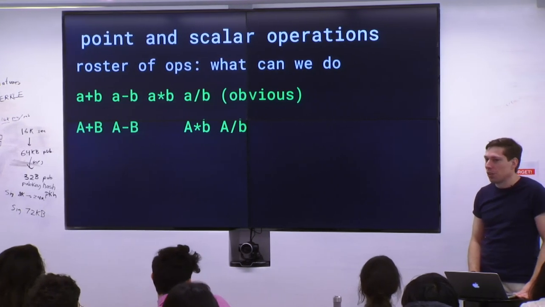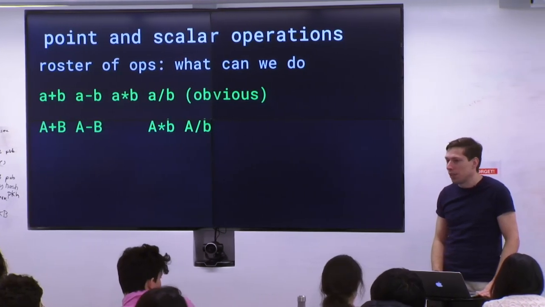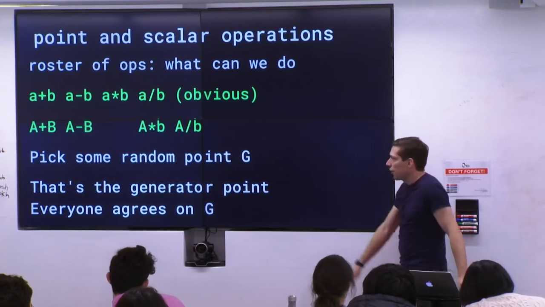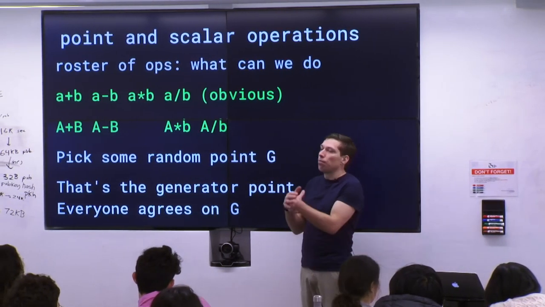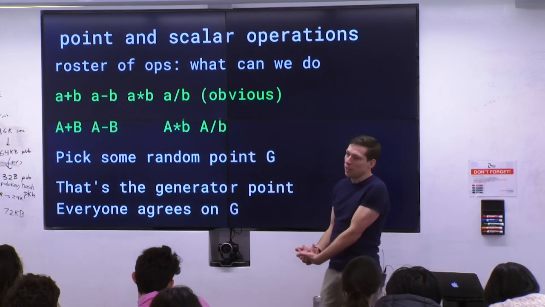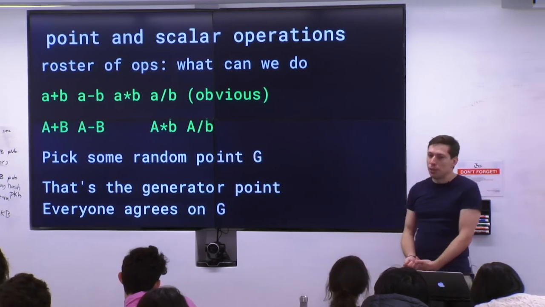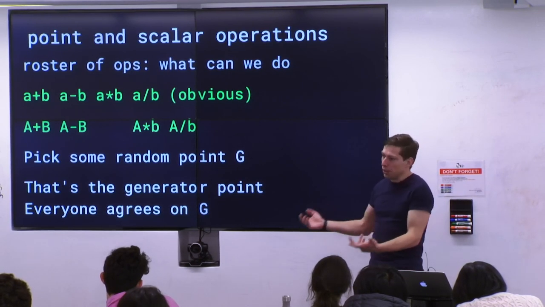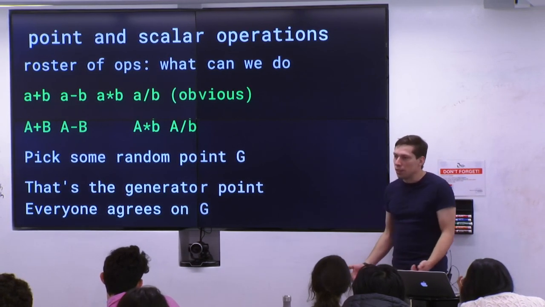What we will need in addition to this is everyone picks some point on the curve and we call it G. And it's random. And we want it to be somewhat verifiably random. We just all have to agree on a point. And we'll call this the generator point.